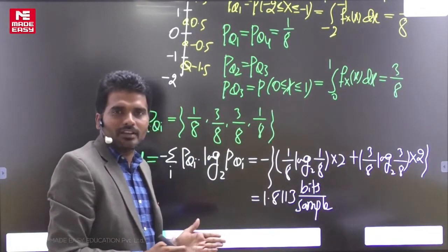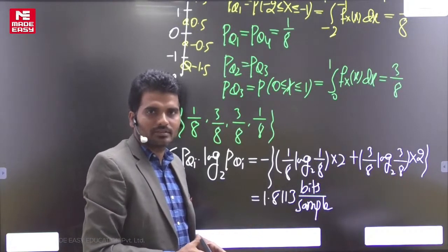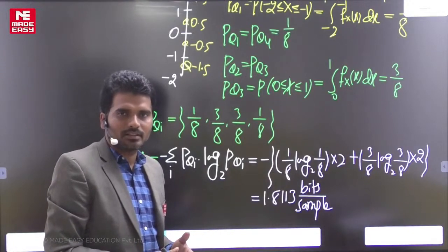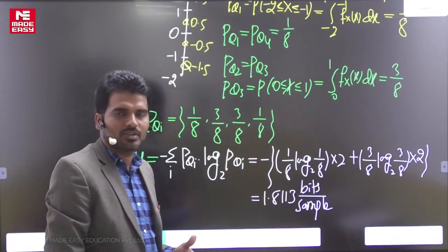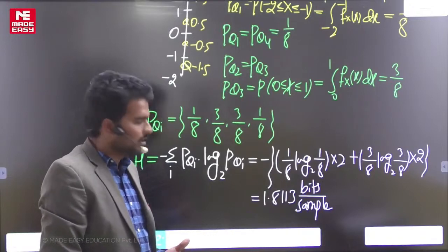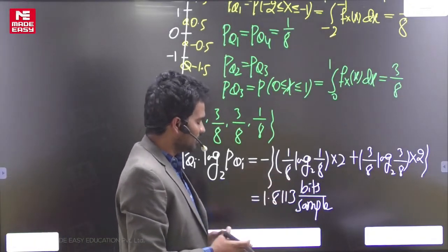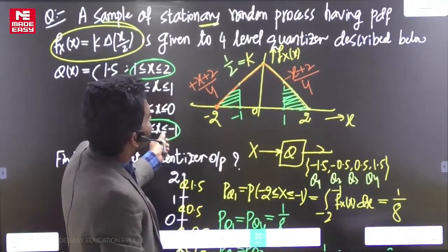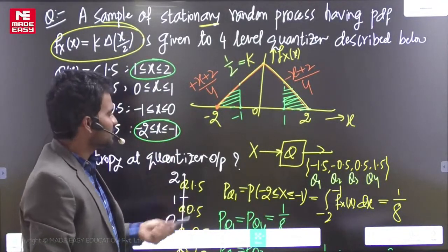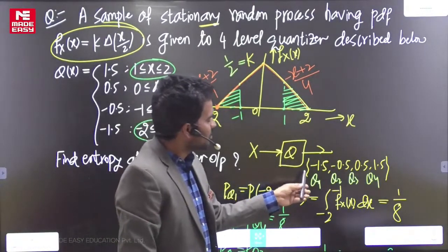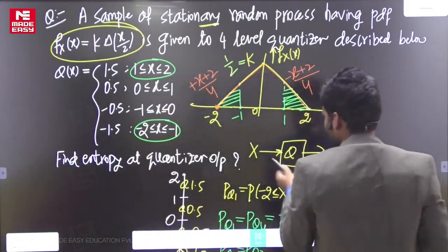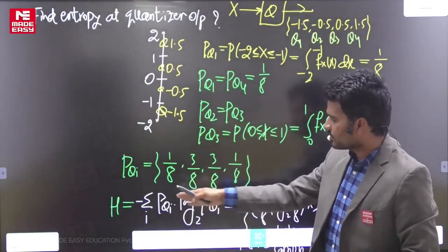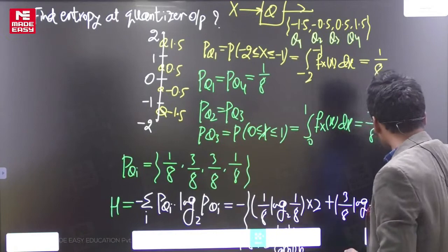Here we are finding entropy for the quantized samples. The units of entropy will be bits per sample, and if you are dealing with symbols, then the units of entropy will be bits per symbol. But here we are dealing with quantized samples, so the units of entropy will be bits per sample. This is about finding the entropy at the output of the quantizer, and this is the procedure. We have to find the probabilities for the quantizer levels, and once we have those probabilities, we can proceed to find the entropy like this. It is also an important model question.